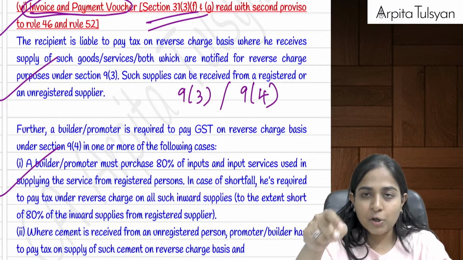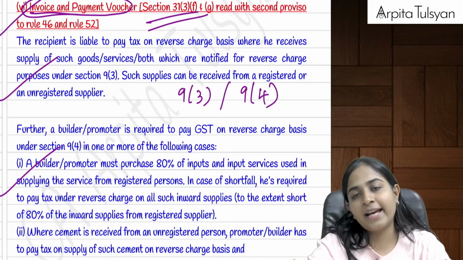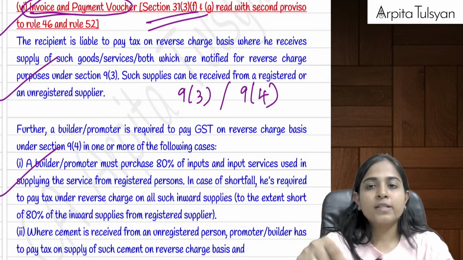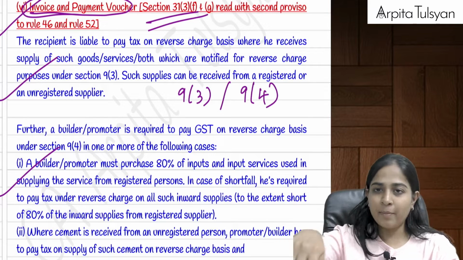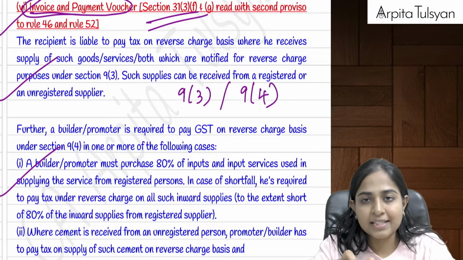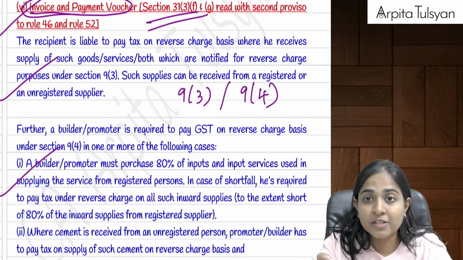You are a registered person, I am an unregistered person, I cannot give you the invoice at all. So you will be required to prepare an invoice for yourself, and you will be making the payment to me for the value of goods. You will not pay the taxes to me, but you will pay the value of service, the value of goods, to me.